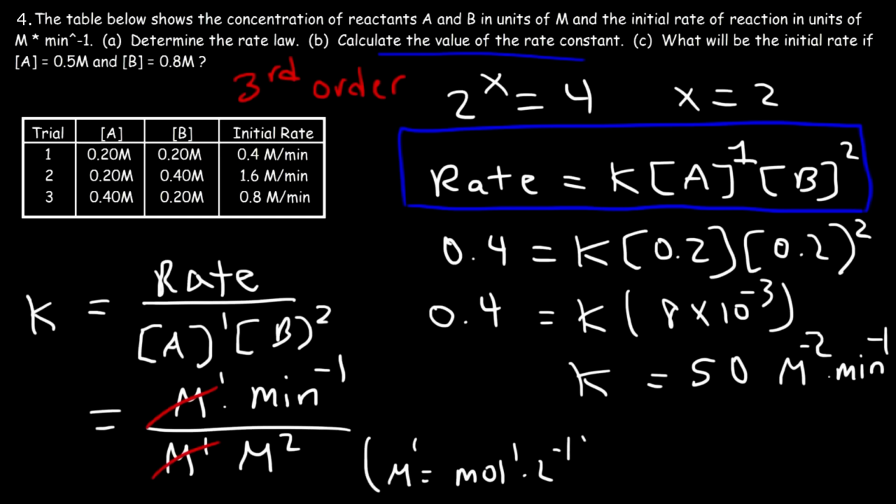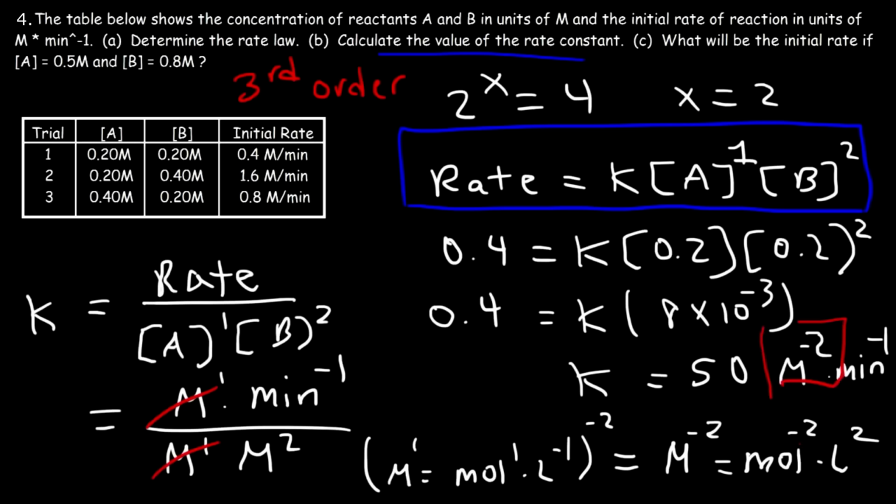So if we raise everything to the negative 2, that means we need to multiply every exponent by negative 2. And so what we now have is that molarity to the negative 2 power is moles to the negative 2 times liters to the positive 2. Negative 1 times negative 2 is positive 2. So we could replace m to the negative 2 with moles to the negative 2 times liters to the positive 2.